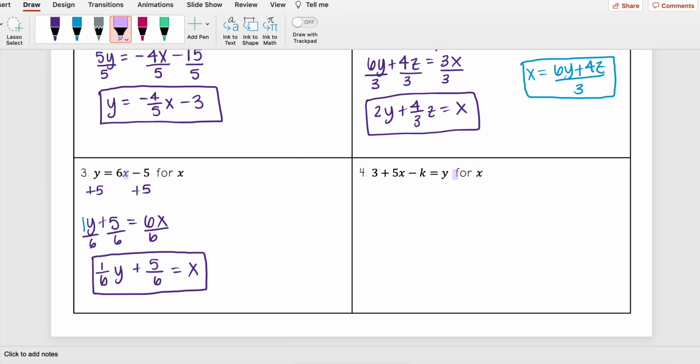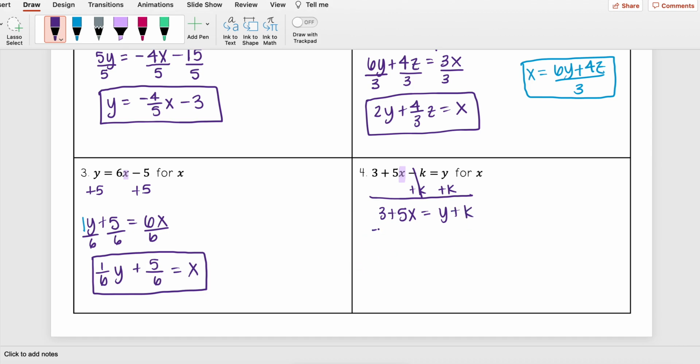Okay, now for this last one, I again want to solve for x. So this one I have a few more terms with it. I want to get x by itself, so I need to move whatever is being added or subtracted to it. I'm going to go ahead and move my k first. You could move your 3. Either way, you're going to get the same answer at the end. So I have 3 plus 5x is equal to, again, I can't combine these, so I'm just going to leave this as y plus k.